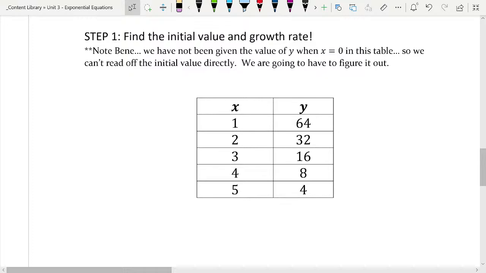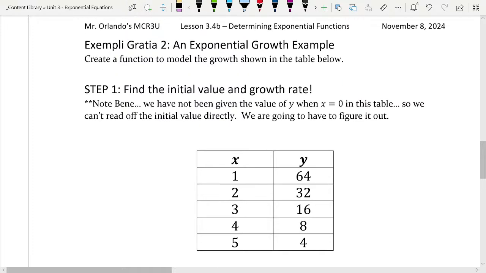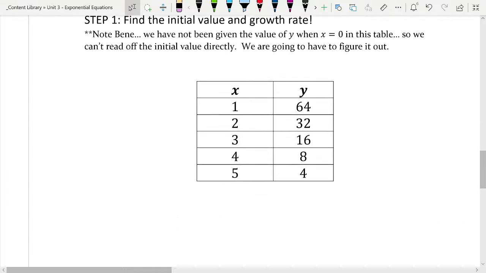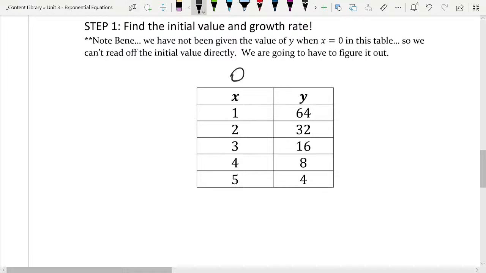This one, for now, I'm still going to work with x values that change by 1. But I've made this a little trickier, because what haven't I given you? X equals 0, the starting point. Yeah, I haven't given you 0. And there's something else you'll notice here, but that's okay. I have faith in you.